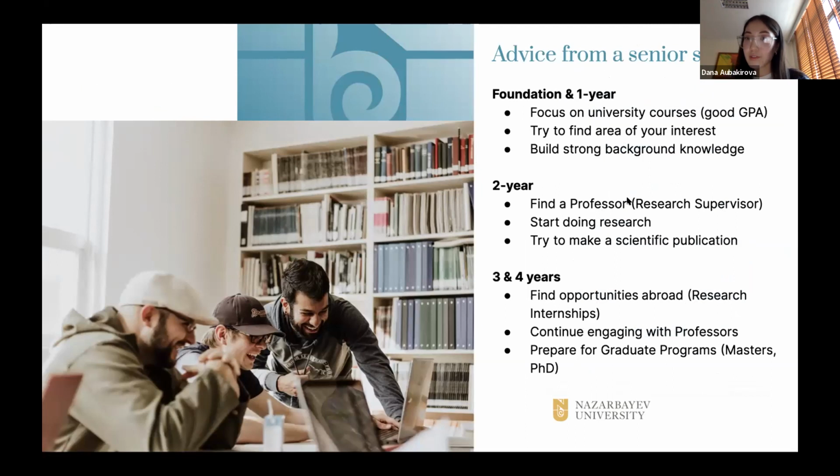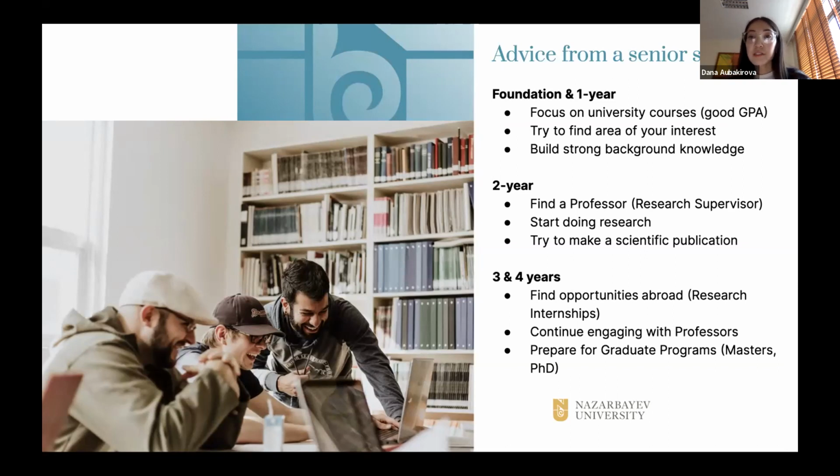Firstly, you need to focus on university courses during first year and foundation year. You need to have a good GPA at the start, and also try to find the area of your interest, because this is your time to explore various opportunities, maybe visit some info sessions organized by student clubs, and, as Darren already mentioned, some PhD thesis defenses. They really might be interesting for you and will help you to get some idea on what things you want to work in the future.